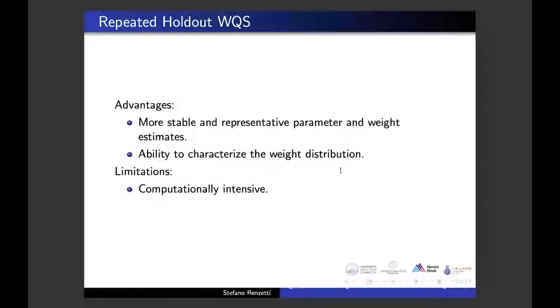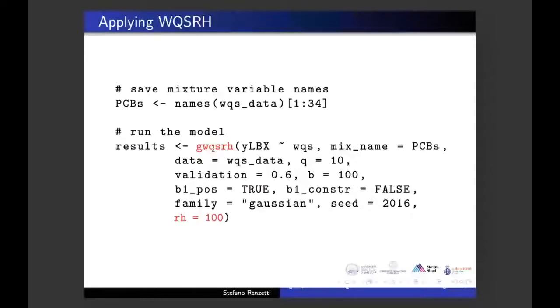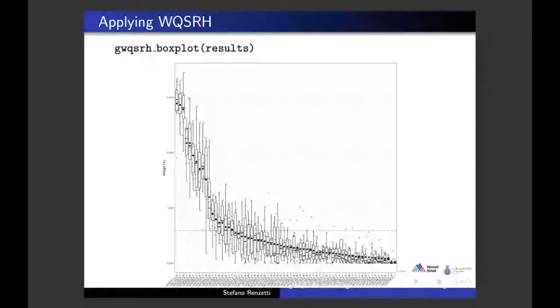Here is another example of the code. The only difference is that we need to use a different function, the gwqsrh function. The call is more or less the same as before, and we also need to specify the number of repeated validation samples through the option rh equal to 100. Just to summarize, one last plot that we can create with this final method is the box plot of each element, which shows the distribution of each component of the mixture.